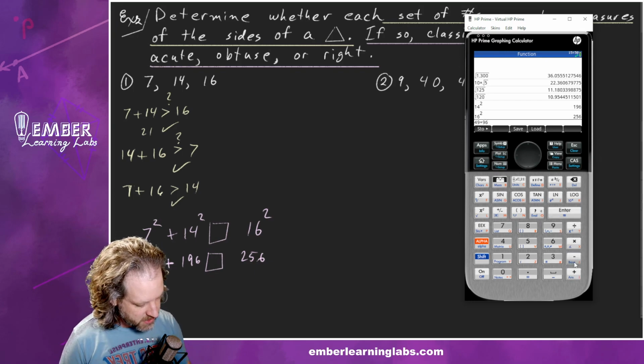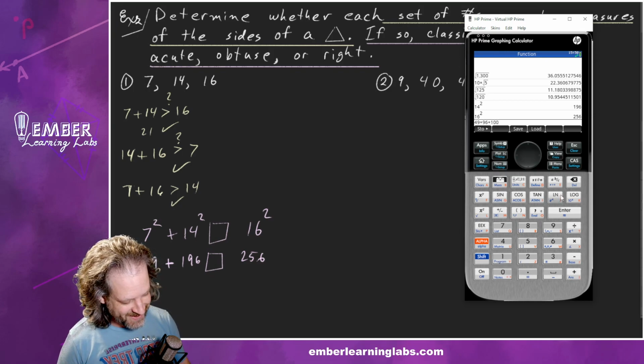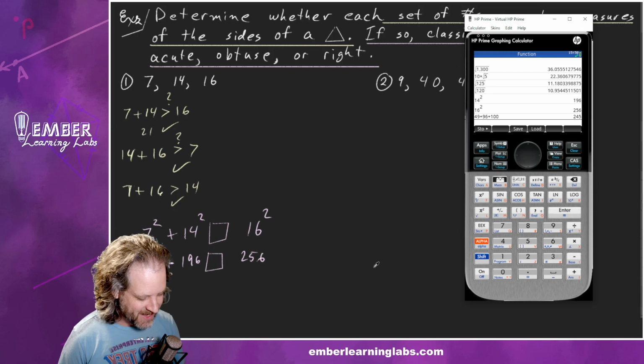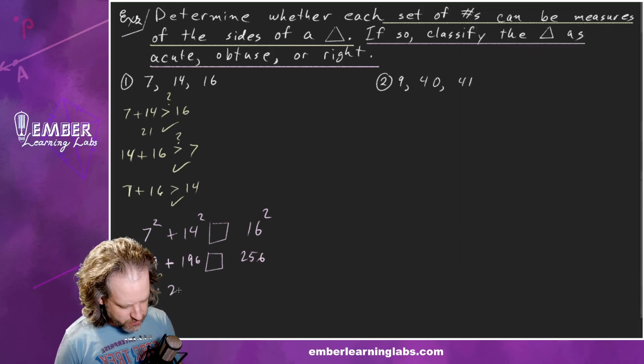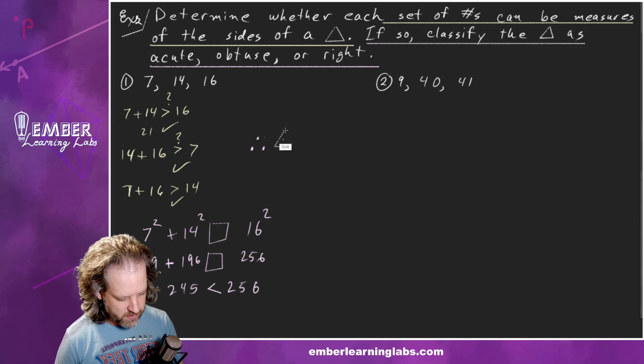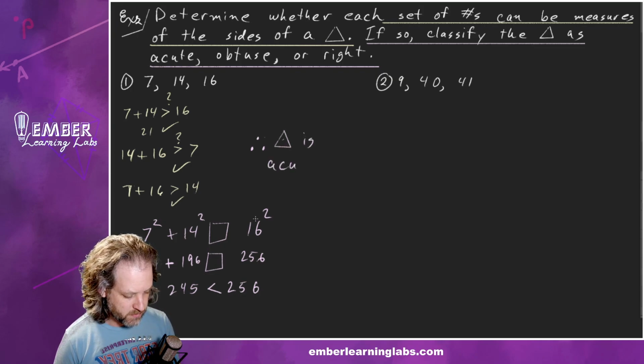Oops. Plus 96 plus 100. You see what I did there? But I fixed it. 245. So 245 is less than 256. Therefore, it is acute. The triangle is acute because it's less than.